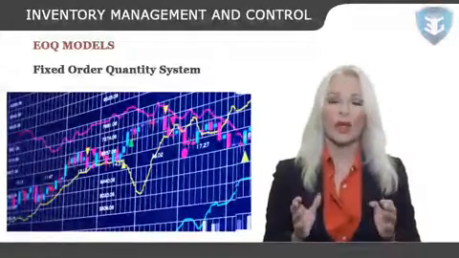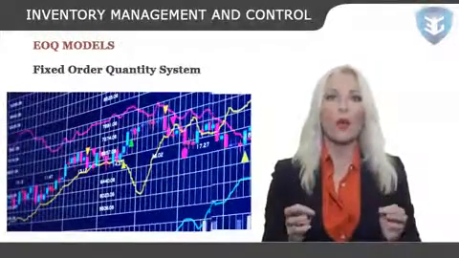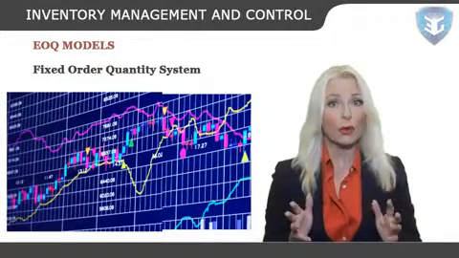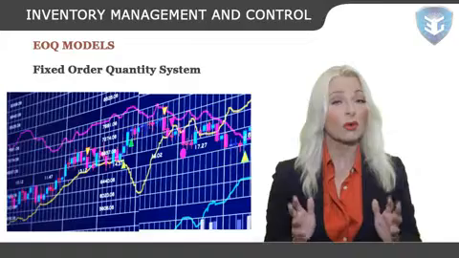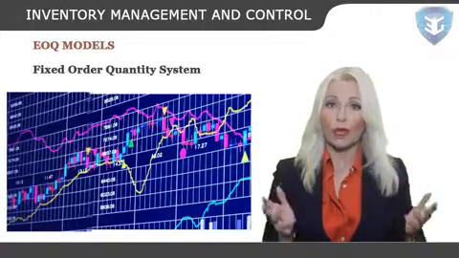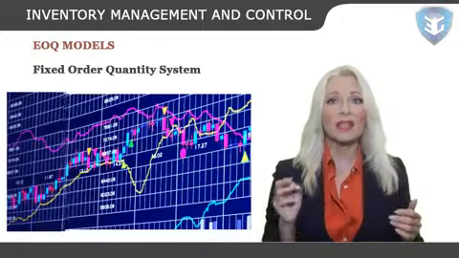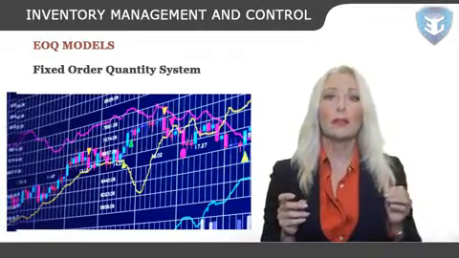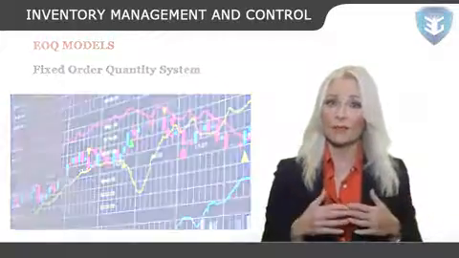Fixed order quantity system. The quantity to be ordered is fixed under this method. Reorders are made once the stock reaches a certain predetermined level called reorder level. This is typically fixed based on the average consumption during the lead time plus some buffer stock.